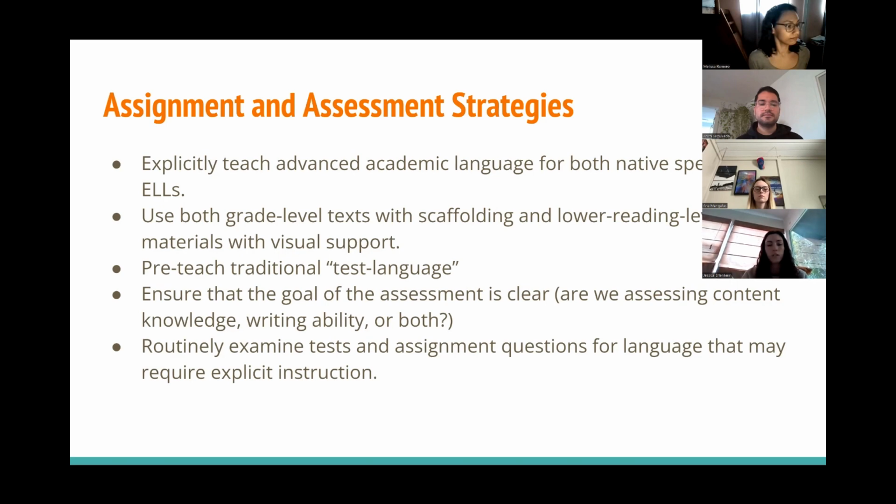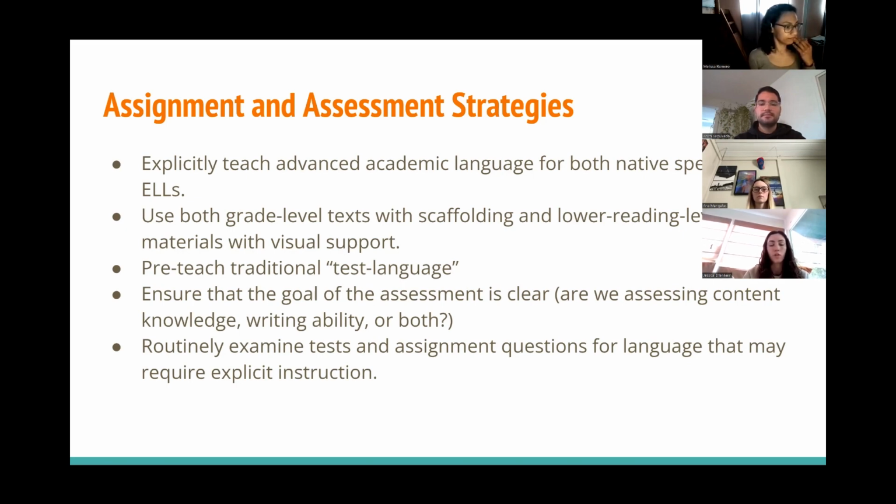When it comes to tests, it's important to pre-teach some of that traditional test language. Like in a multiple choice test, they might include a question that says all of the following except, or all of these to choose multiple answers. So just teach that test language beforehand so students know what they're going to be facing.